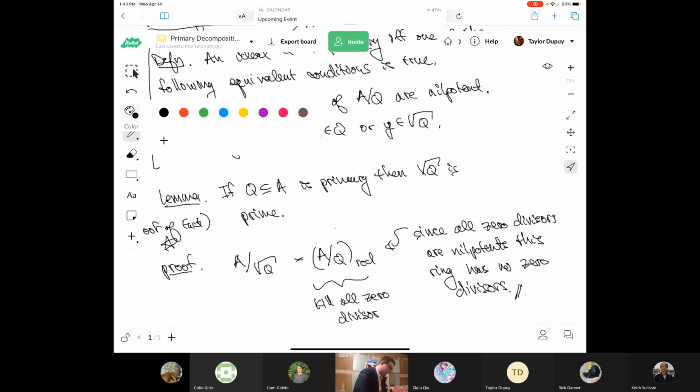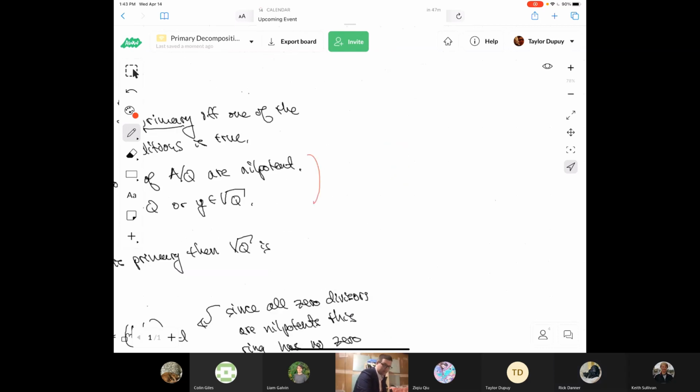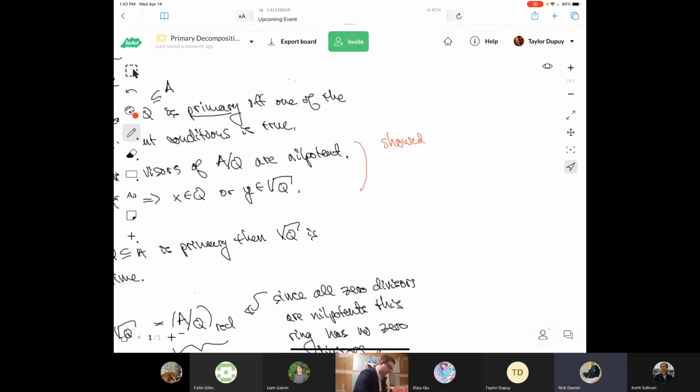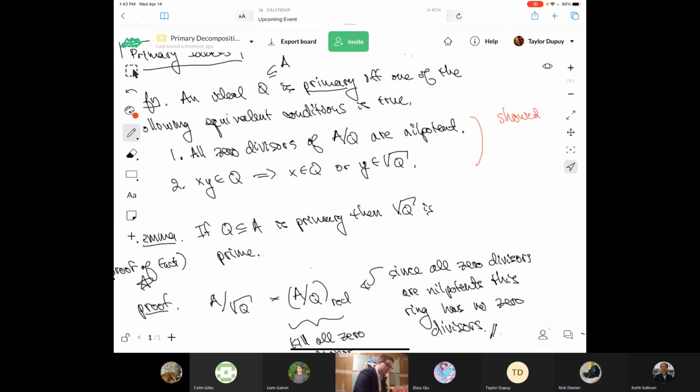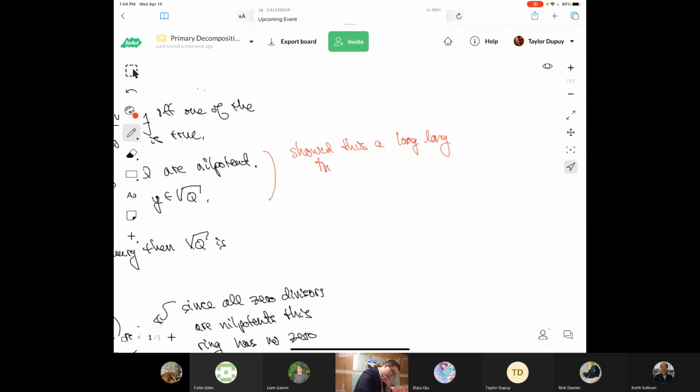So we did this. This was an exercise way back when we talked about nilpotents. You're assuming one and showing two, right? No, I'm assuming that one and two are already equivalent. Oh, okay, right. I'm proving that the radical of a primary ideal is prime. Got it. Good. I showed that a long time ago. By this I mean equivalence.